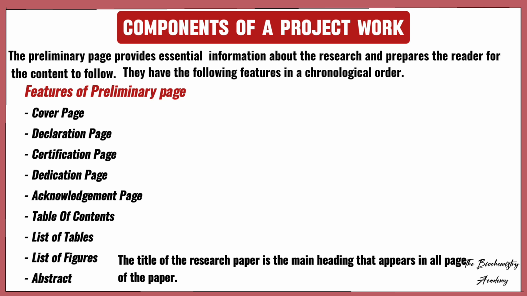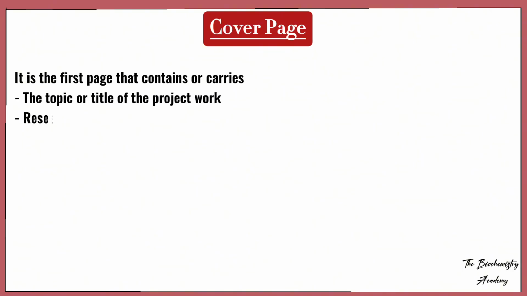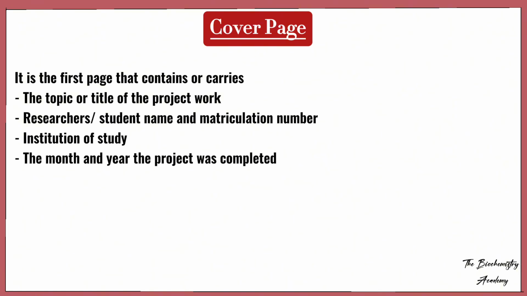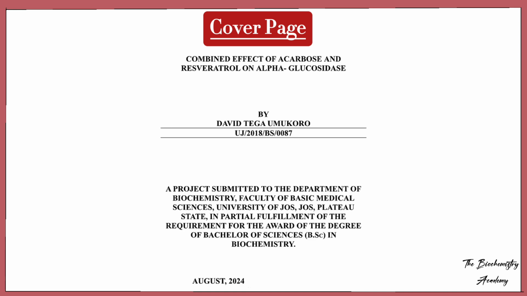Now, let's talk about the first feature of a preliminary page, which is the cover page. Now, the cover page is the first page that carries the topic or the title of the project work, and it carries the researcher's or the student's name with their matriculation number, and it also contains the institution of the study, and the month and the year the project work was completed. Now, an example of a cover page will look like this.